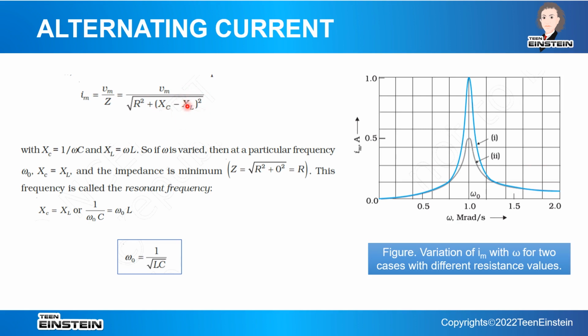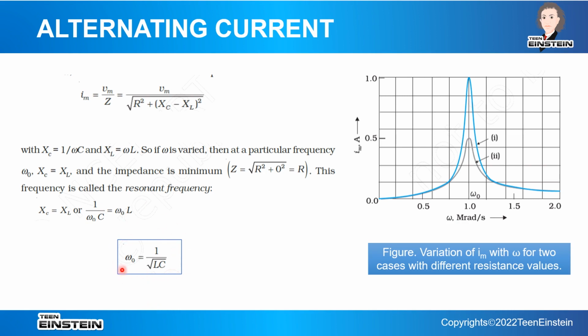But this other term can become 0. When will it become 0? When Xc becomes equal to XL. Xc is 1 by omega C, XL is omega L. When these two are equal at a particular frequency omega 0, then Z becomes square root of R squared plus 0 squared, which is equal to R. So 1 by omega 0 C equals omega 0 into L. Rearranging, omega 0 is equal to 1 by root of LC. So this is your resonance frequency.